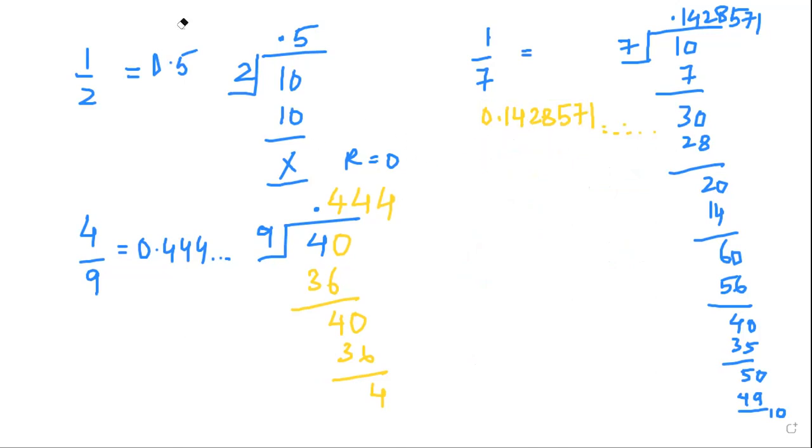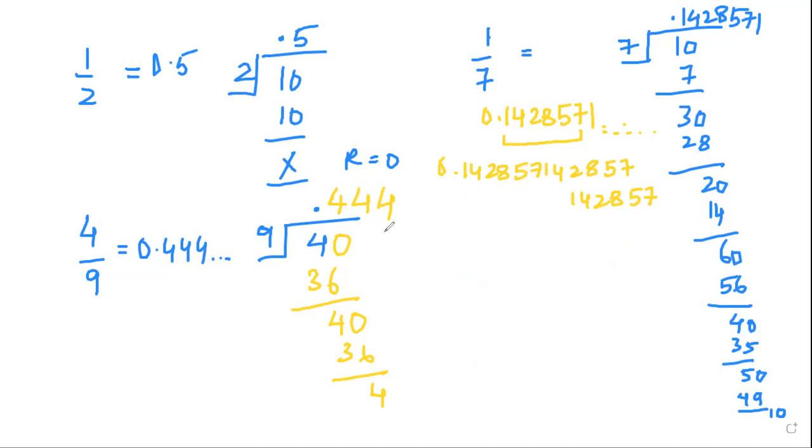That 7, so this entire thing repeats. This pattern would repeat again. So it would become nothing but 1, 4, 2, 8, 5, 7. Then again 1, 4, 2, 8, 5, 7. Then again 1, 4, 2, 8, 5, 7. No, ma'am, I understood that, but like 2 by 7 and all, how do you get it for 2 by 7?